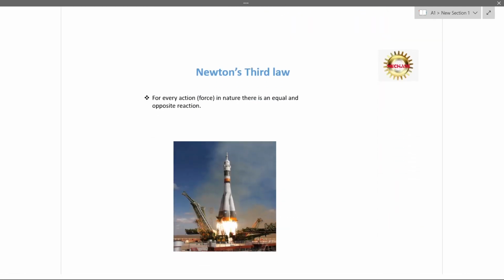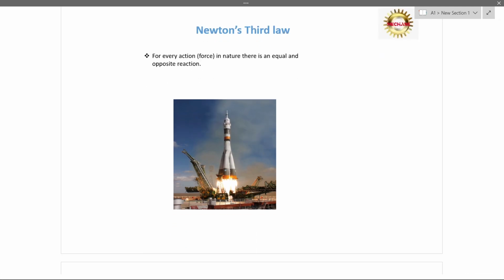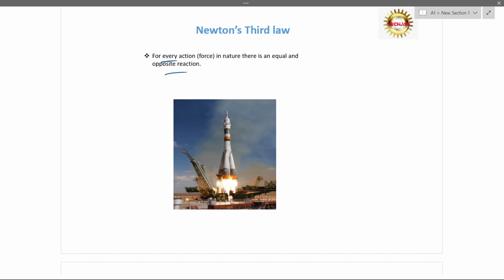Then Newton's third law. It is a very famous law that states that every action has an equal and opposite reaction. It's really useful in many engineering applications. You see this photo here. This rocket has fuel somewhere here. After combustion, it will create a force in this direction. Due to that, as per Newton's third law, it will create an opposite reaction in this direction. So it will help the rocket to move in the upward direction.